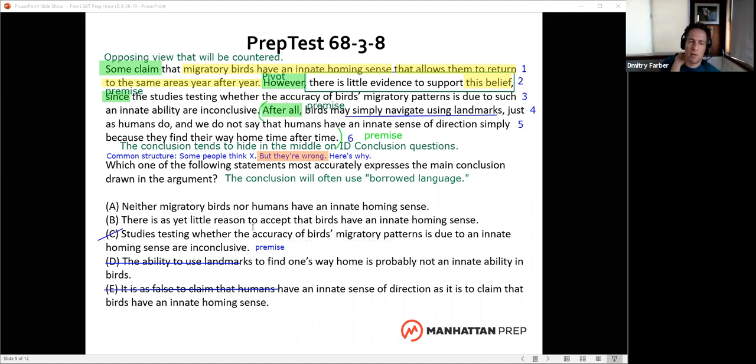Notice one really good way to quickly get rid of A is that it mentions humans again. And the point is not about humans, even though they are mentioned in the argument. The conclusion does not mention humans or say anything about humans at all. But let's say we took this out for a second. What if it just said migratory birds do not have an innate homing sense? What would be wrong with this?